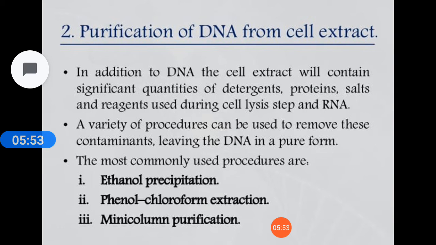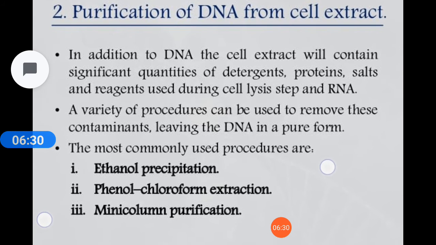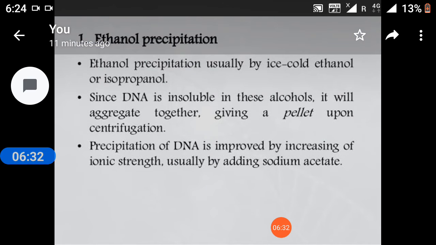Second process: purification of DNA from cell extracts. In addition to DNA, the cell extracts will contain significant quantities of detergents, proteins, salts, and reagents used during the cell lysis step, and RNA. A variety of procedures can be used to remove these contaminants, leaving the DNA in a pure form. The most commonly used procedures are ethanol precipitation, phenol-chloroform extraction, and mini column purification.